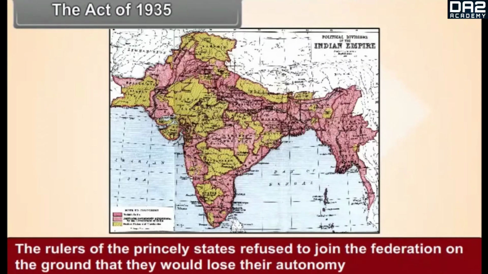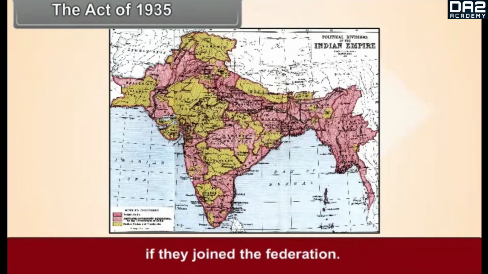The rulers of the princely states refused to join the federation on the ground that they would lose their autonomy if they joined the federation. As a result, the federal scheme in the Act did not come to fruition.